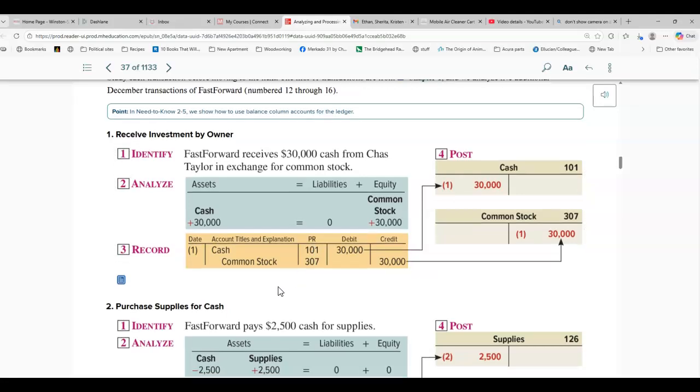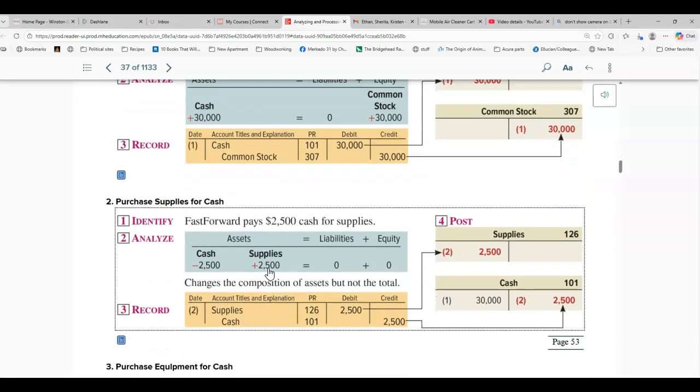We purchase supplies for cash. Supplies, if you analyze it, supplies went up, asset. Cash went down, asset. So supplies are going to be debited. Cash is going to be credited. Here it is, supplies, debit, cash, credit. And here's the posting, a debit of $2,500 to the supplies account.